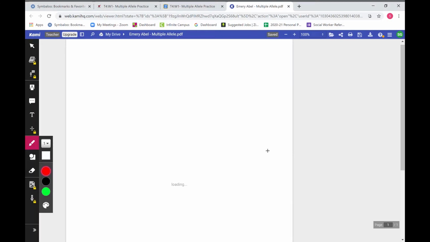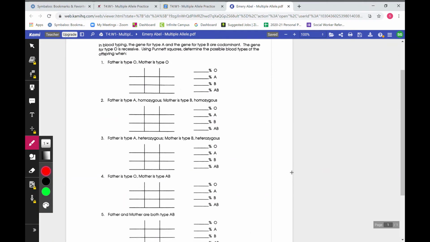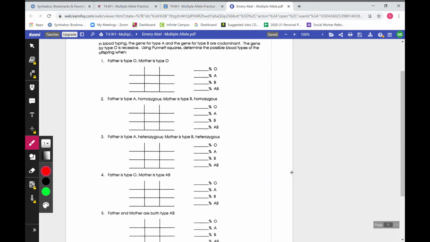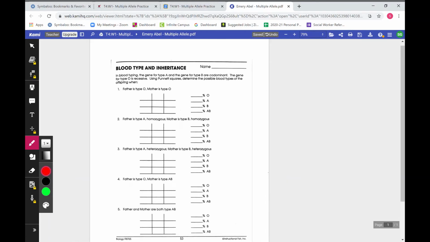I'm going to open in Cami so I can get the full page at the same time. Let's see here. Taking a second. There we go. Okay, so here's our screenshot. Now we're going to work on this together. We'll go through all the answers.